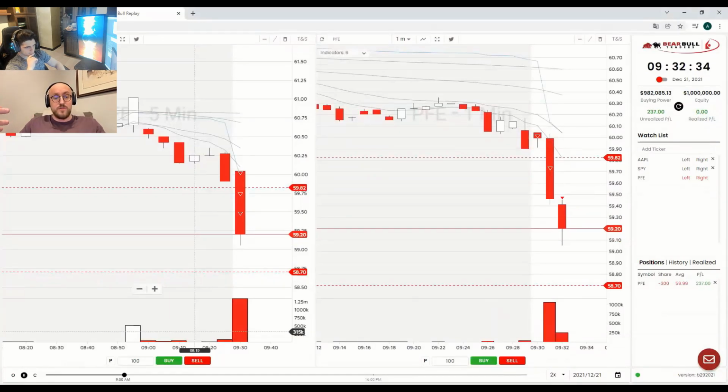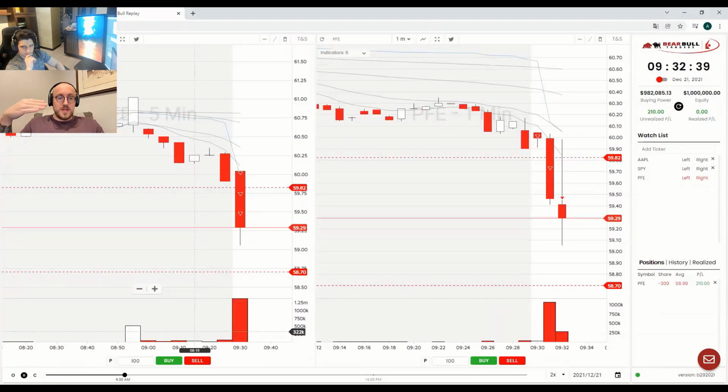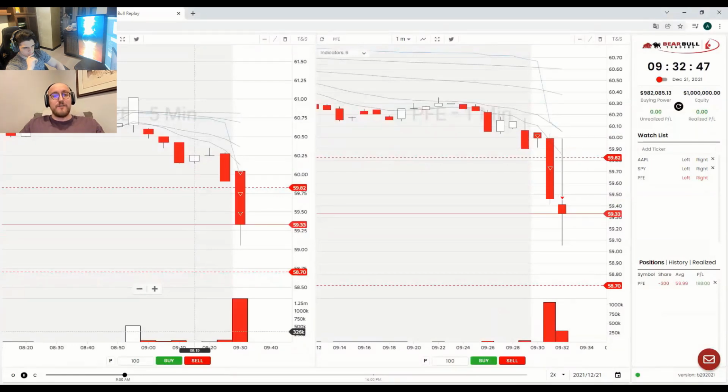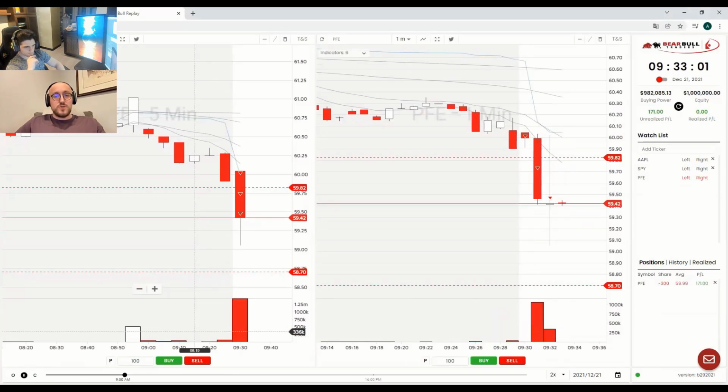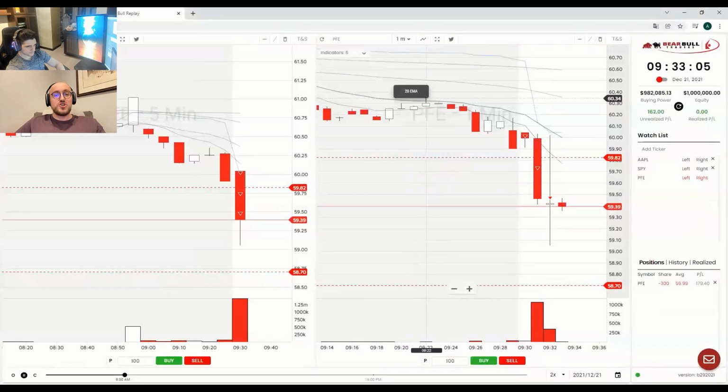Hence, my methodology for both scaling into my position, right? So taking a half R risk before the level break, half an R risk after the level break, and then adding a full R after the fact and actually moving my stop down. So with the initial entry, my stop was the most recent 1 minute swing high, and then it moved down to just above the level. So my stop was around 59.83.